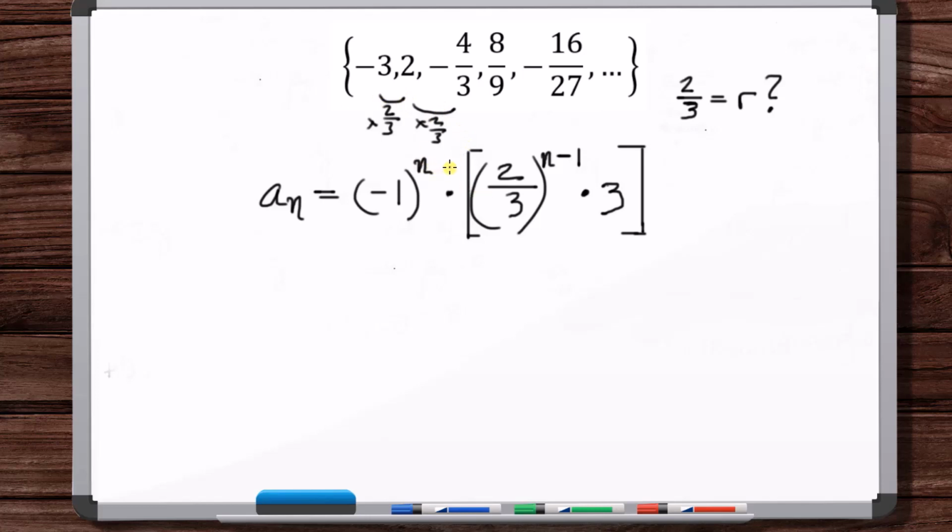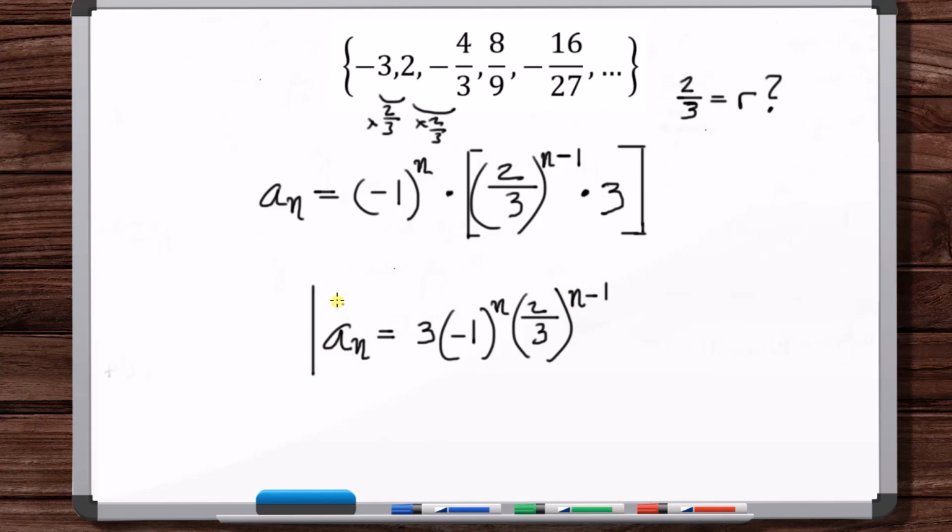But this is an alternating sequence, so we've got this out front to make it the alternating sequence that we want. Okay, now just write this in the cleanest form that you can write it in. So let's say 3 times minus 1 to the n. There you go.